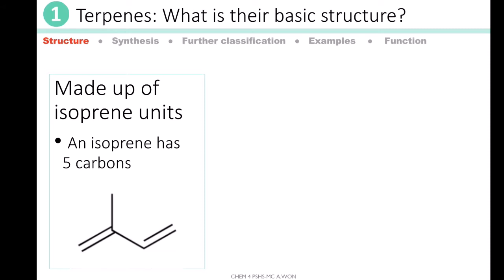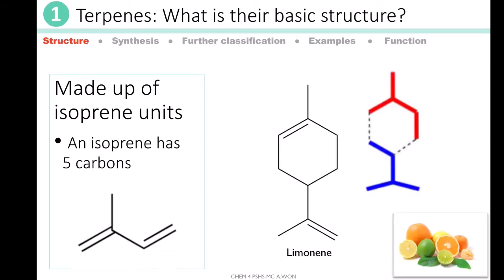Isoprene units combine with each other to form larger structures of terpenes, and usually divisible by 5 ang number of carbons in terpenes. For example, limonene, found in citrus fruits, is a type of terpene. It is made up of 2 joint isoprene units. So you can look at the 2 isoprene units. One is colored red and one is colored blue.